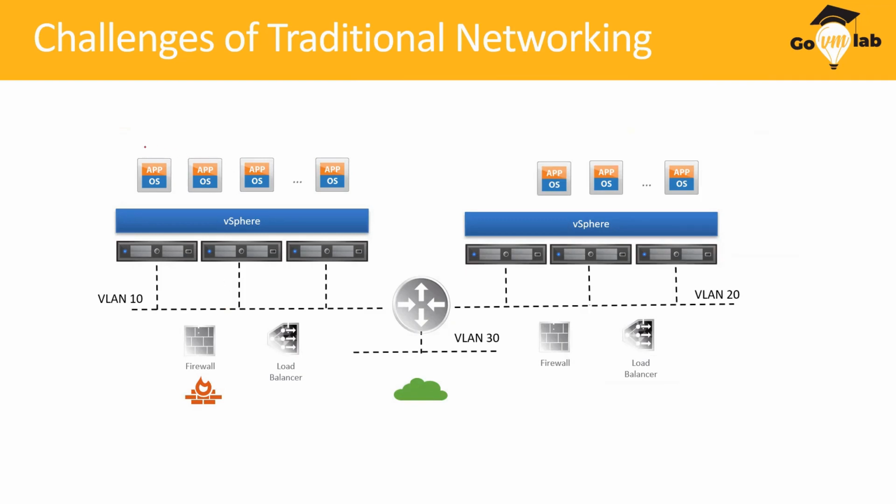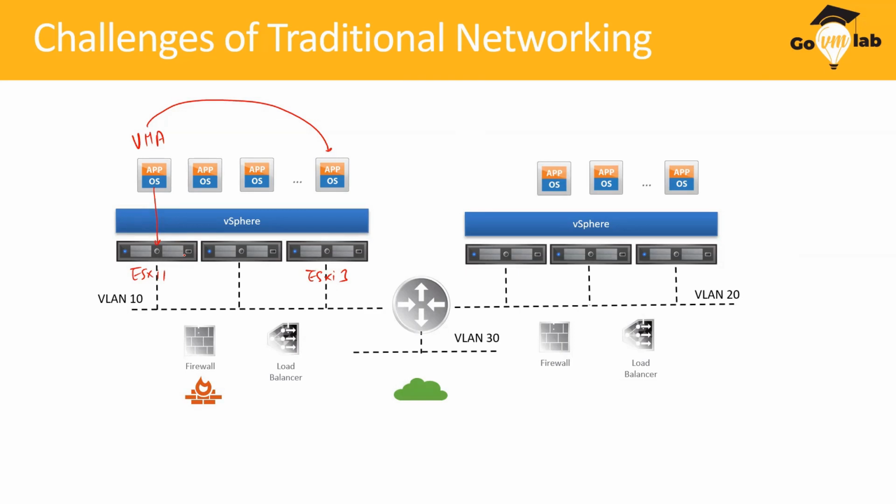The second problem statement with traditional networking: just assume this is the VM which you are trying to migrate to, let's say, this host. So let's say this VM is running on ESXi 1 and you are trying to migrate this VM to ESXi 3. Do you see any issues in this implementation? I don't see any issue with this implementation because this is what we have been doing for decades, since VMware introduced vMotion.